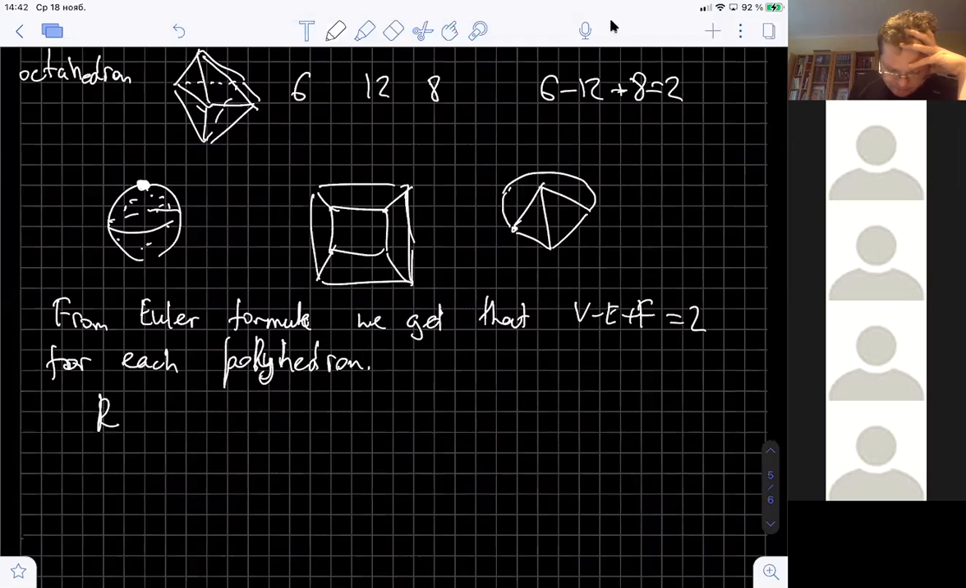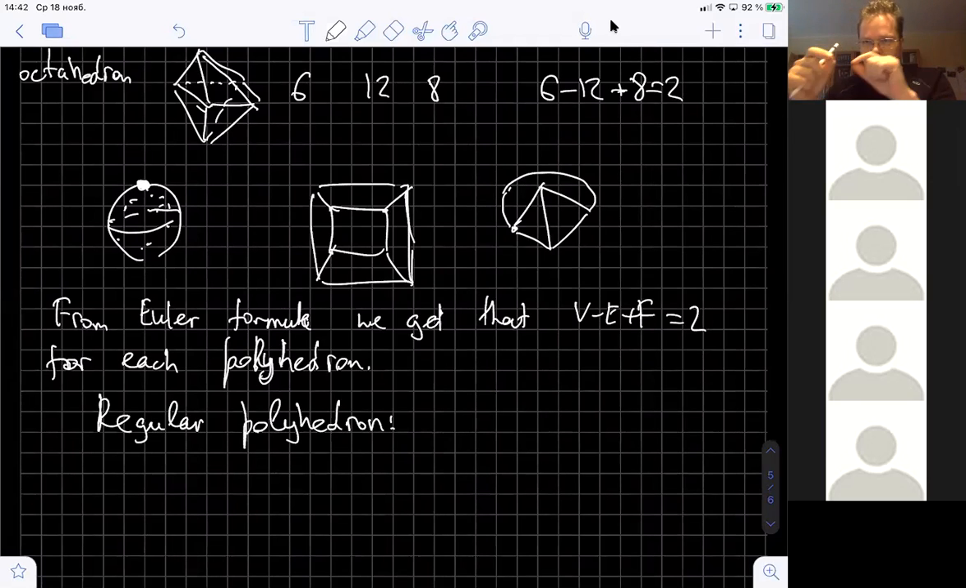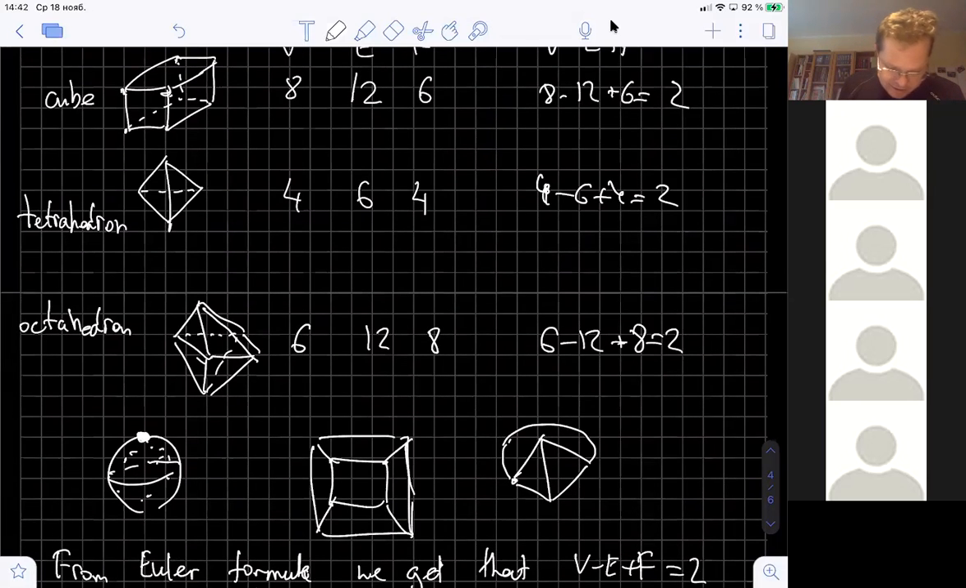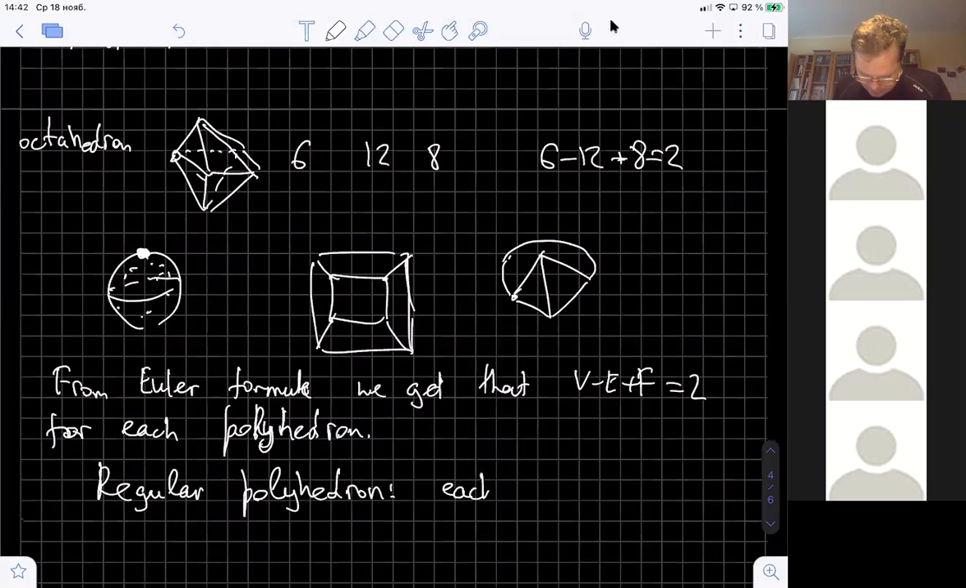What do you mean by regular? It means that this graph must be regular, so each vertex has the same degree. For these three, each vertex has degree 3, this one has degree 3, and this one has degree 4. And each face contains the same number of edges. So maybe I will write this as k-regular.